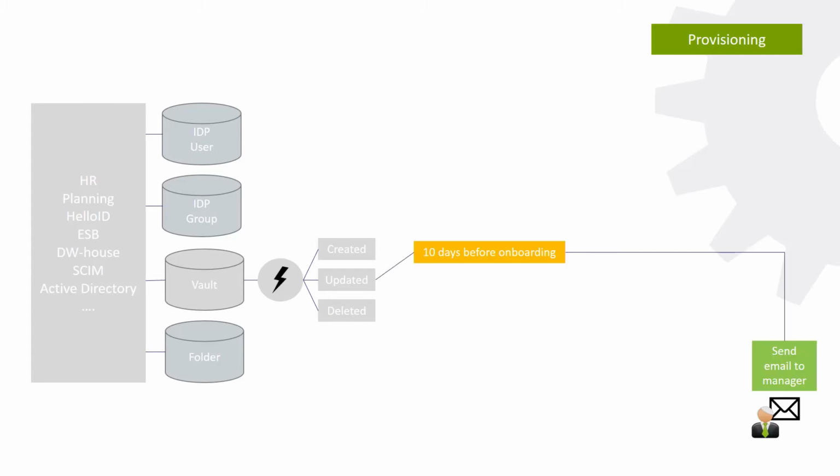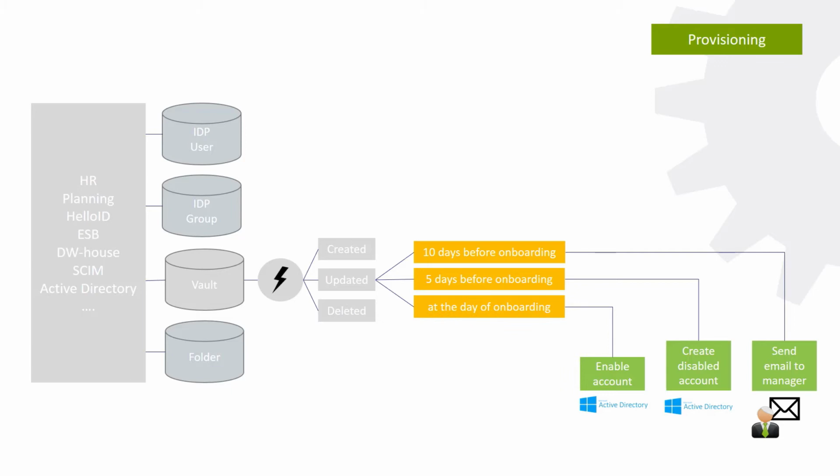Here we have set this fine-grained event to send an email to the manager based on the condition 10 days before an onboarding of a new employee. This way, the manager is timely informed about the arrival of a new employee. The next fine-grained event is based on the condition of 5 days before the new employee's onboarding. This way, the account for the new employee is already in the network in the disabled state, and the manager can make preparations for the employee coming on board. The final condition will be enabling the account on the new employee's start date.